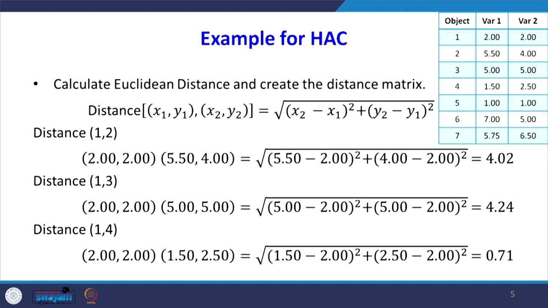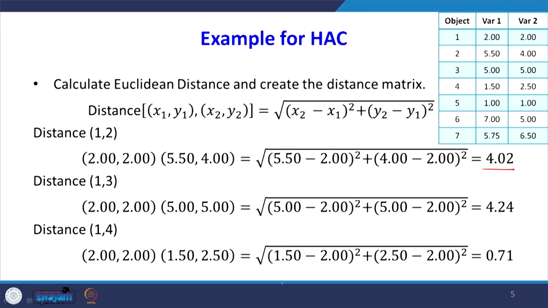First we will find the distance between object 1 and 2. So, object 1 is 2 comma 2, object 2 is 5.5 comma 4. To find the Euclidean distance, we know the formula is square root of x2 minus x1 whole square plus y2 minus y1 whole square. So, 5.5 minus 2 whole square plus 4 minus 2 whole square, that is 4.02.